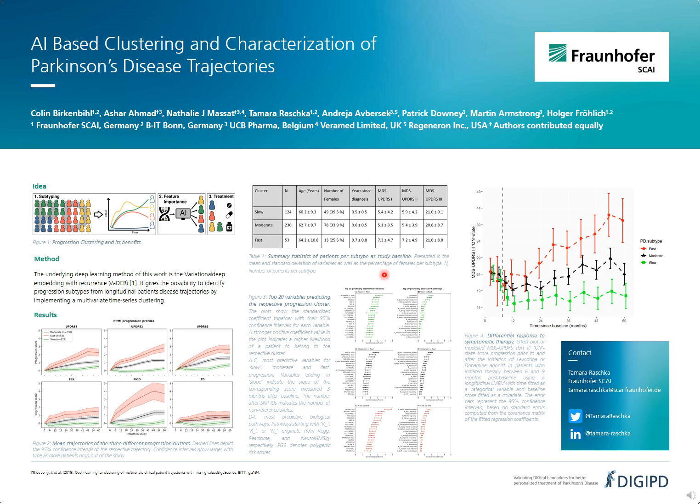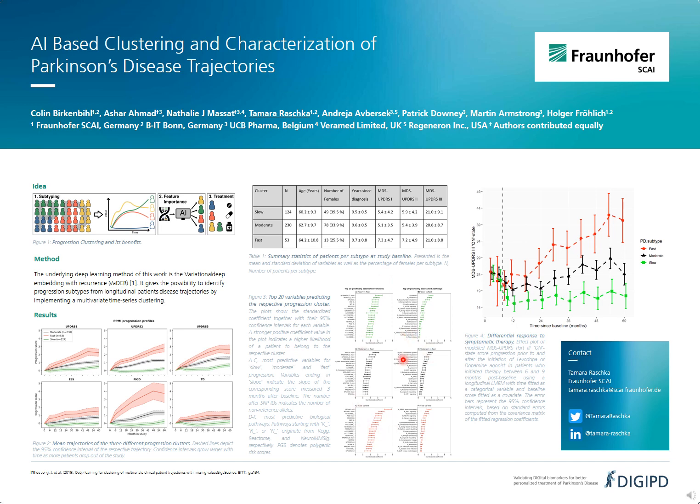The summary statistics of patients per subtype at study baseline showed no significant differences of confounding factors like gender or the time since diagnosis. But we see a significant difference for the age across clusters, such that slow progressing patients tend to be younger, which matches the literature.